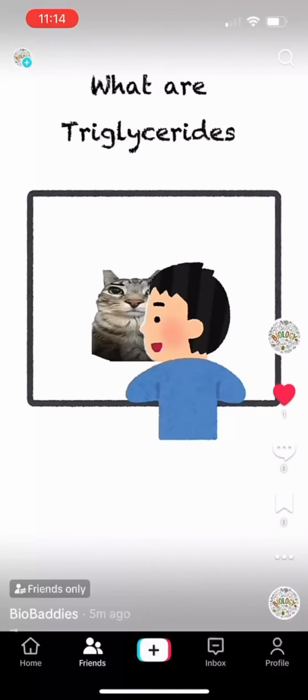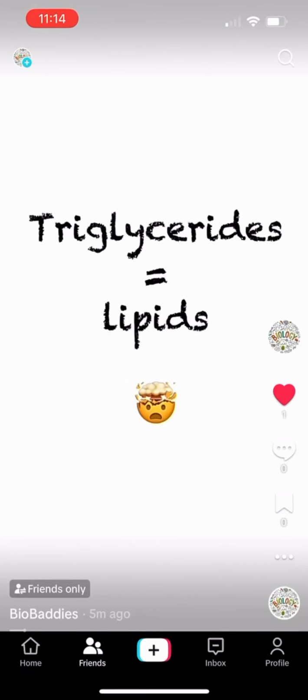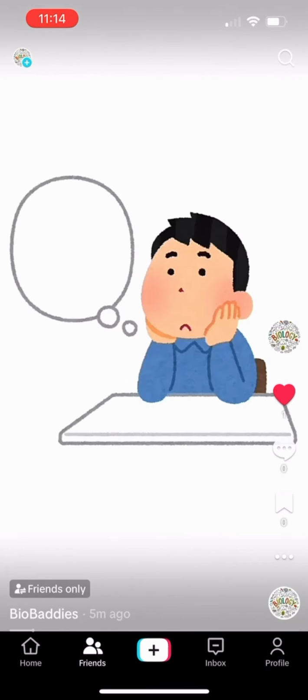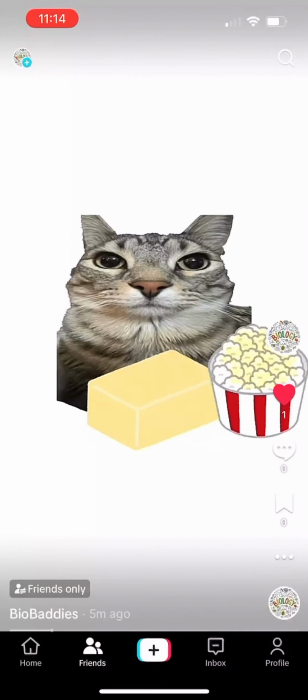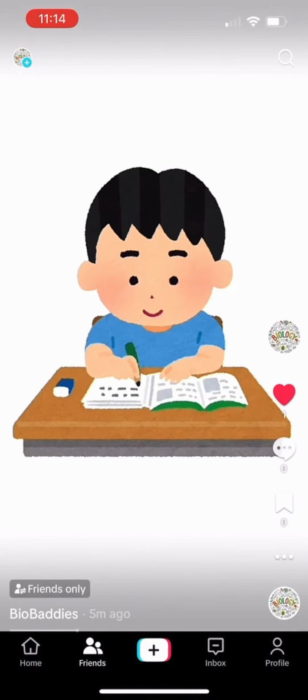What are triglycerides? Triglycerides are a type of lipid, and some common examples would be butter, lard, and ghee. If you can't tell by now, that means they can be consumed in food, synthesized by the liver, and solid at room temperature. Alright, so let's talk about the structure of triglycerides.